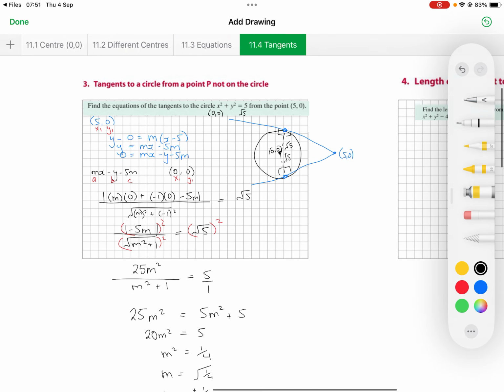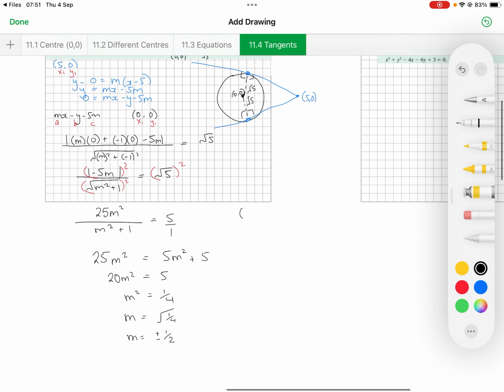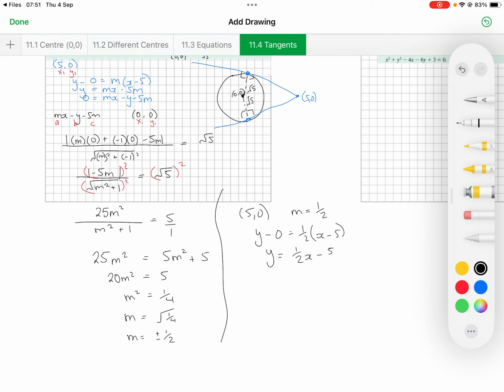So if I'm going to use my point, remember that each line goes through (5, 0). So I'm going to use that point and I'm going to use my slope as a half. So that's going to give me y minus 0 equals a half (x minus 5). So y is equal to a half x minus 5 over 2. 2y equals x minus 5. So x minus 2y minus 5 equals 0 is one equation.